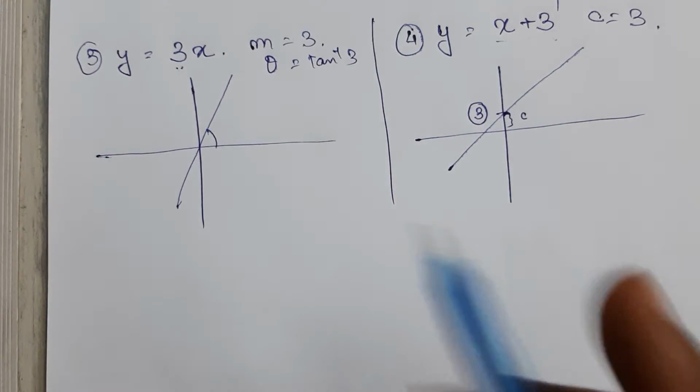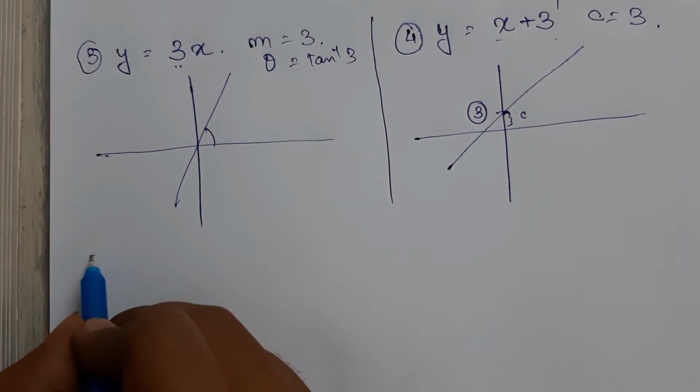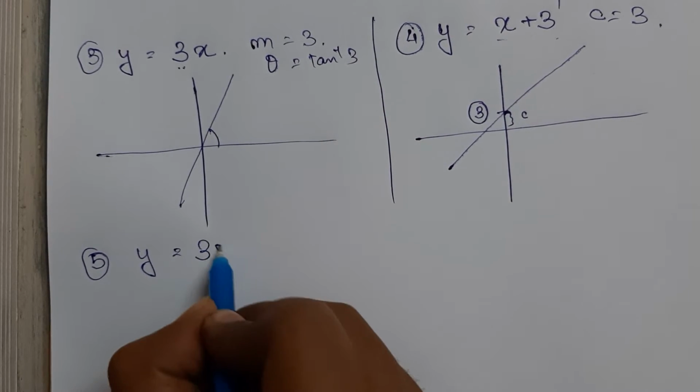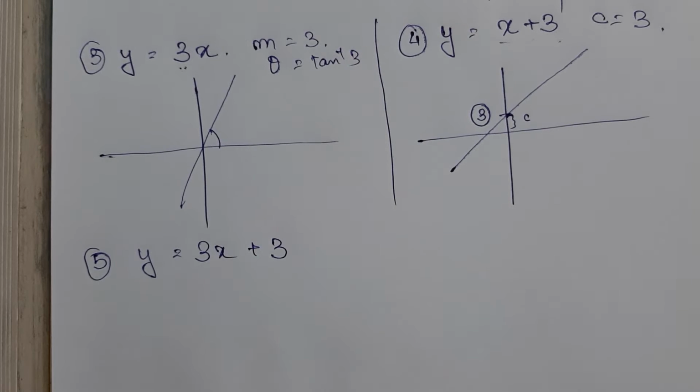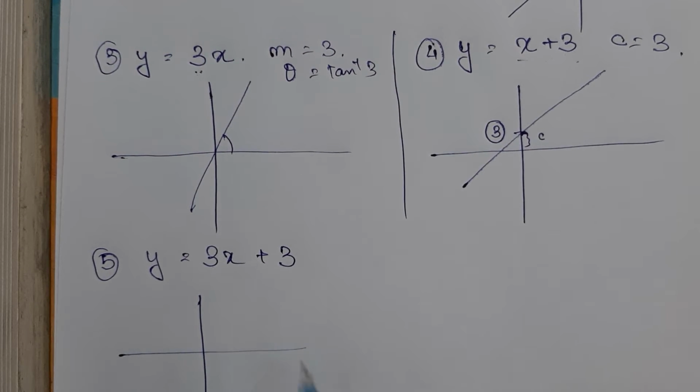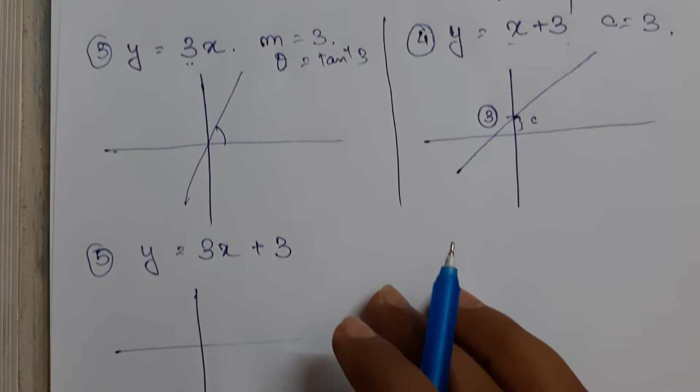Now let us go through a mix of those two. If it comes as 3x plus 3, then how can we draw it? It is easy, like this.